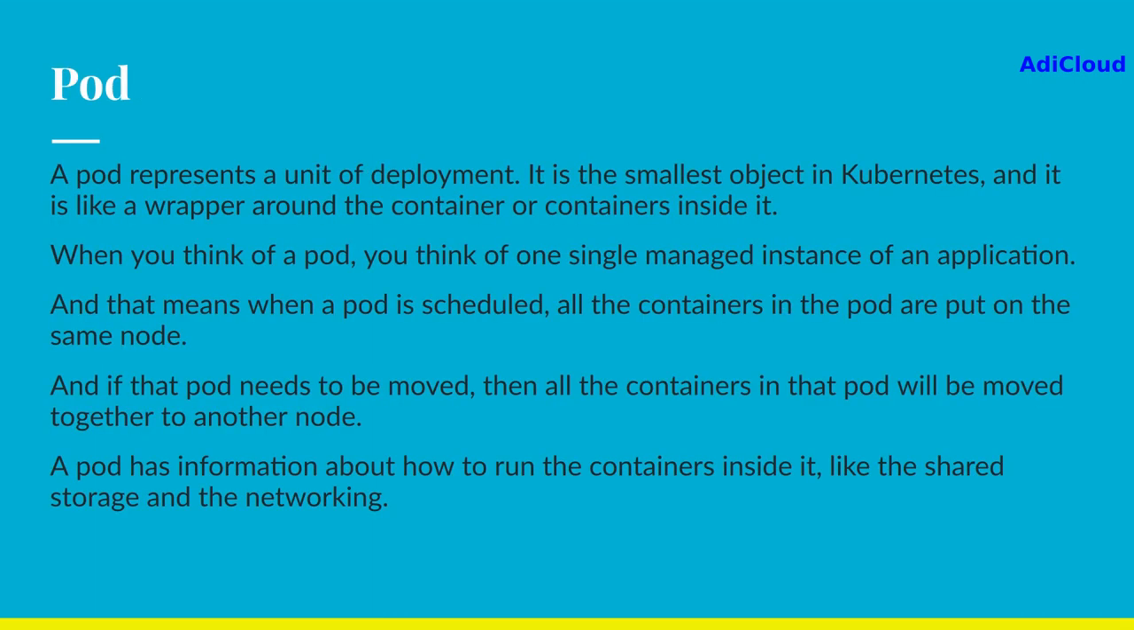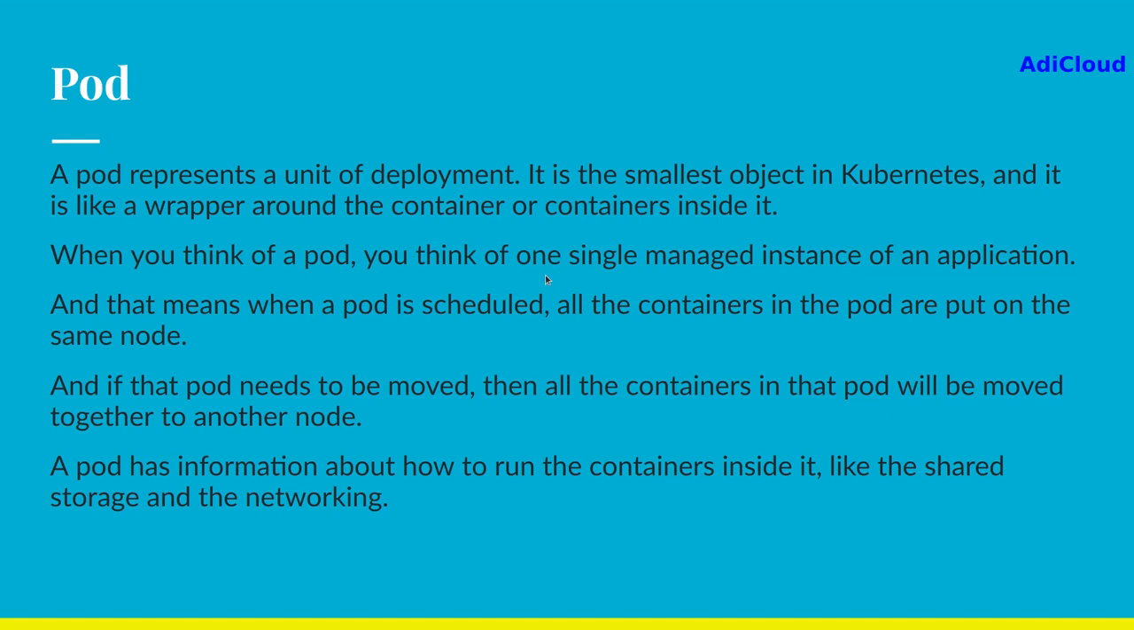A pod is the smallest unit, and when we talk about pods we mean that our containers will reside inside this pod. It's just like a wrapper around your container. A pod represents a unit of deployment, and it is the smallest object in Kubernetes. When you think of a pod, you think of a single managed instance of an application.